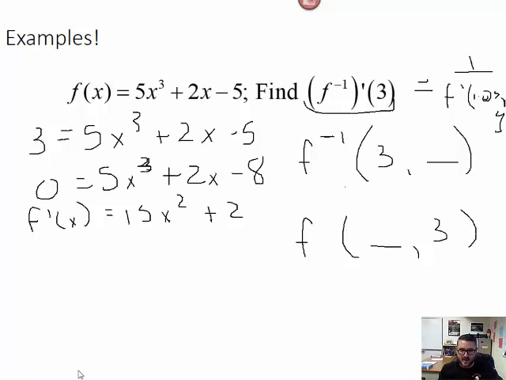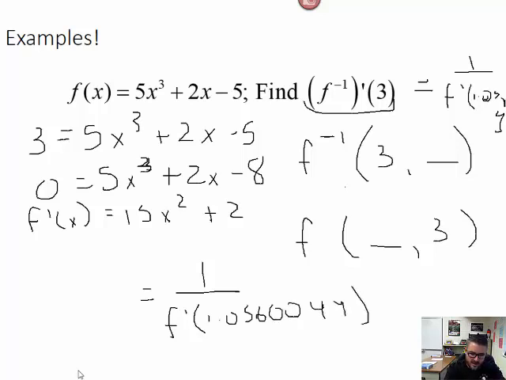Then I can go to my calculator again, and this is going to be equal to 1 over this, f prime of that, 1.05600044. So you're going to type it into this derivative here and then 1 over it. Okay, now let me show you a trick. I'm going to go to the calculator again.